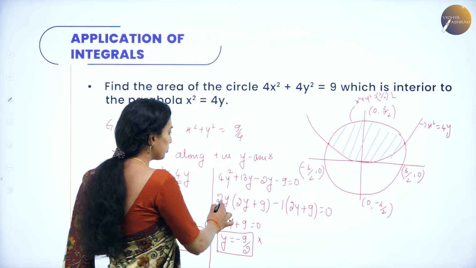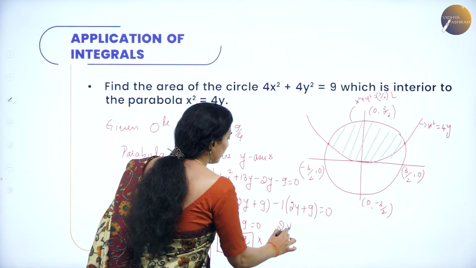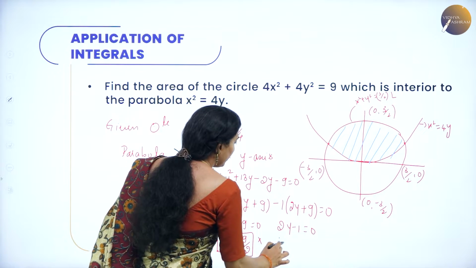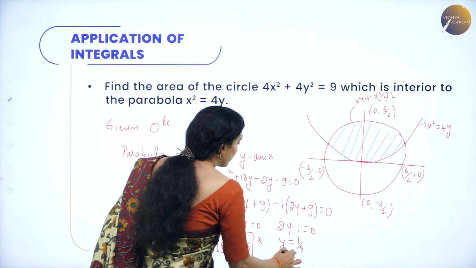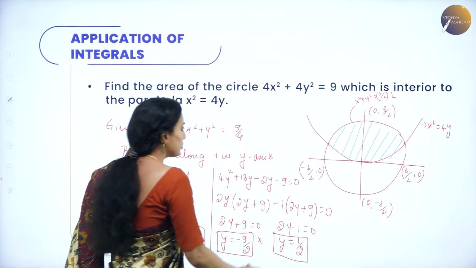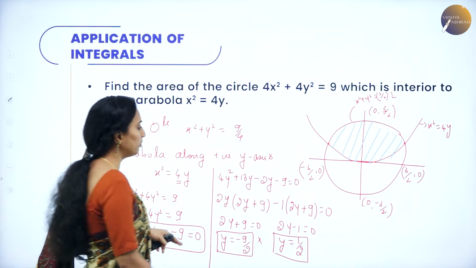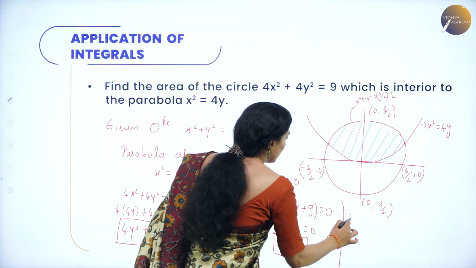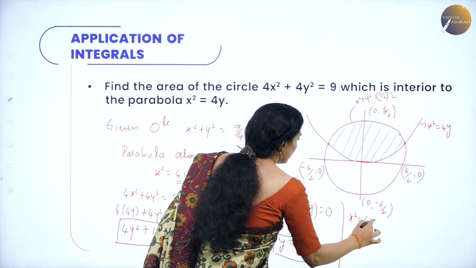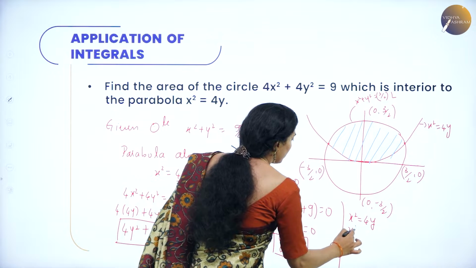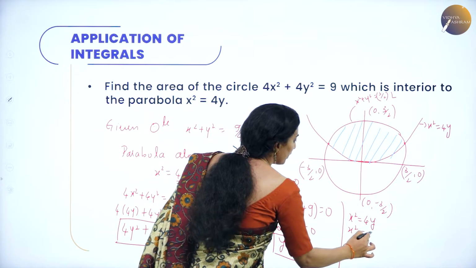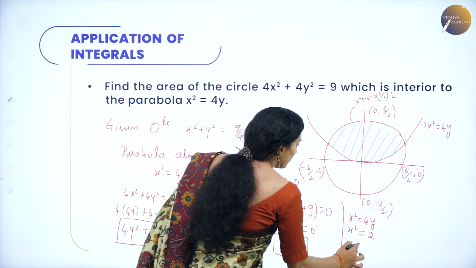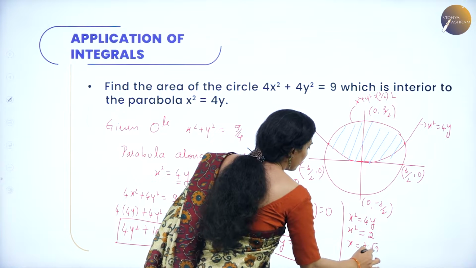So let me take this one, 2y minus 1 equal to 0. So y will be equal to 1 by 2. Now substituting y equals 1 by 2, let us find out the x value. So therefore, I am taking here x squared equal to 4y. When y is equal to 1 by 2, x squared is equal to 4 into 1 by 2, which is 2. So x will be equal to plus or minus root 2.